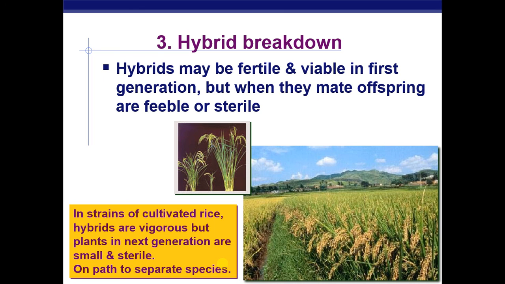And then lastly, what's called hybrid breakdown. Hybrids may be fertile and viable in the first generation, but when they mate, offspring are feeble or sterile or aren't able to reproduce. As a really cool example, in strains of cultivated rice, hybrids are really vigorous, but plants in the next generation are small and sterile, on a separate path to separate species. This is an example that could be really important, especially in the rice growing world.